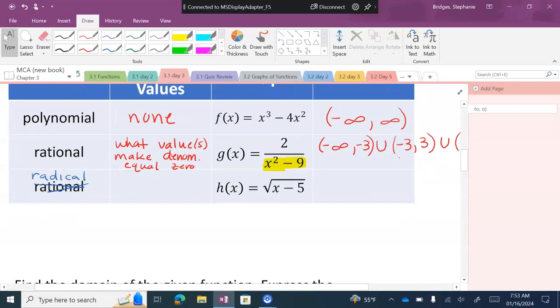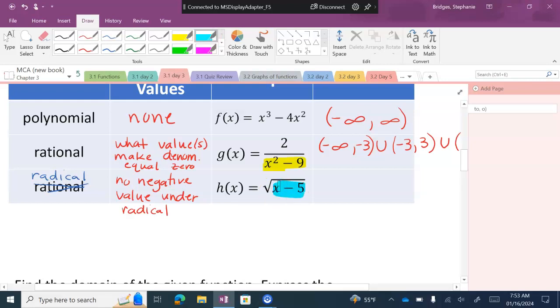My h of x is equal to the square root of x minus 5. The only thing I cannot have here is a negative number under the radical. I can't have a negative value under the radical, otherwise that gives me an imaginary number. And domain is looking for what x could be if I want real numbers. So if I can't have that stuff under the radical, that x minus 5, that's all I'm focused on right now, this part right here.